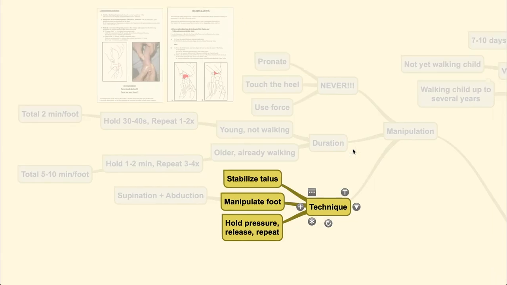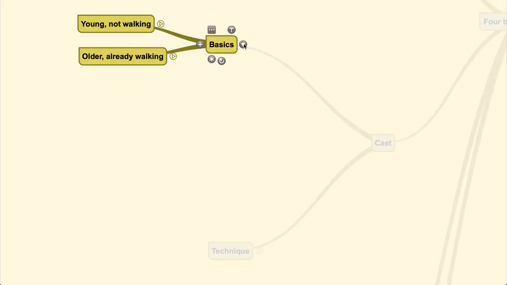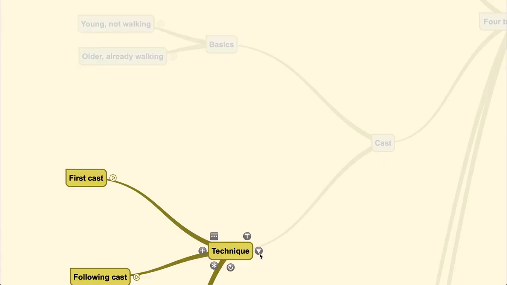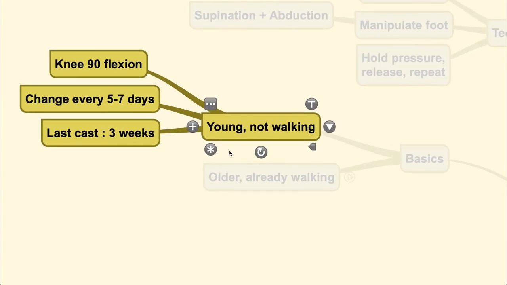Now once you have done the manipulation, next comes the cast. There are certain basics for the casting and certain techniques for it. For the young and non-walking, usually you need to cast the knee also in 90 degrees of flexion to decrease the tension of certain muscles that go through 2 joints. And then you need to change the cast every 5 to 7 days, and usually the last cast will have a longer period, which is 3 weeks.